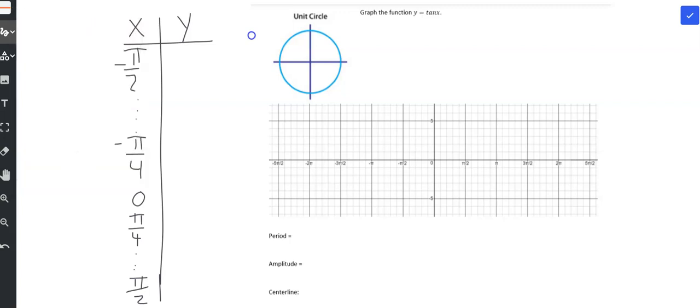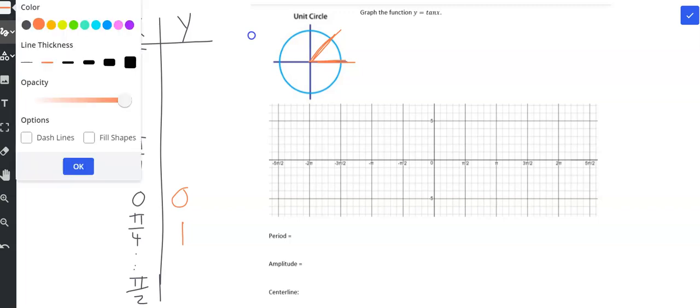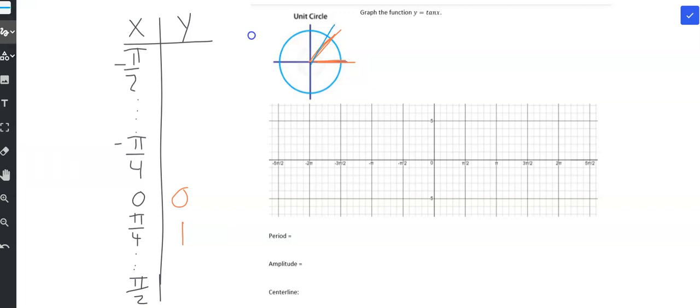Tangents are slopes, right? What is the slope at 0 radians? 0, right? The slope is 0. That's that whole cross-country skiing thing. What about the slope at positive pi over 4? What is that slope? 1. Now, as we increase above pi over 4, getting closer and closer to pi over 2, what's happening to those slopes? Are they getting bigger or smaller? They're getting bigger. The slopes are getting bigger.